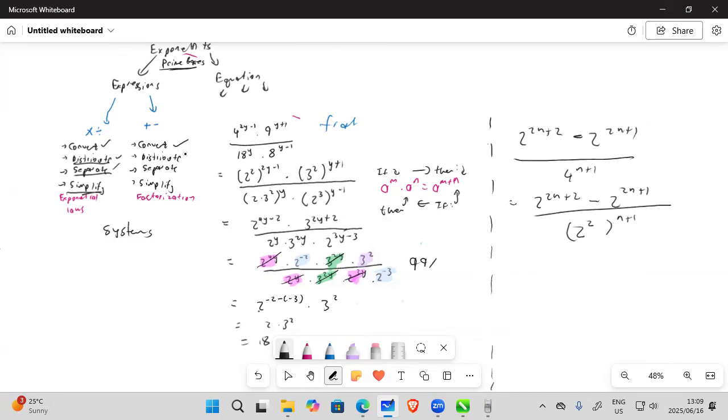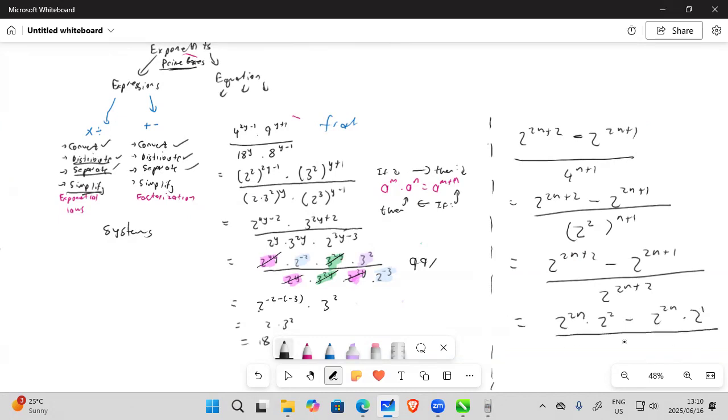Now we need to remove the brackets by distributing. I can't distribute here, I can't distribute here, I can here. So if I do that, I'll have this here: 2 to the power 2n plus 1 over 2 to the power 2n plus 2. We did the distribution step. Now we need to do the separation step. What do we use? We use this here. So if we do that, we'll have 2 to the power 2n multiplied by 2 to the power 2 minus 2 to the power 2n multiplied by 2 to the power 1 over 2 to the power 2n multiplied by 2 to the power 2.